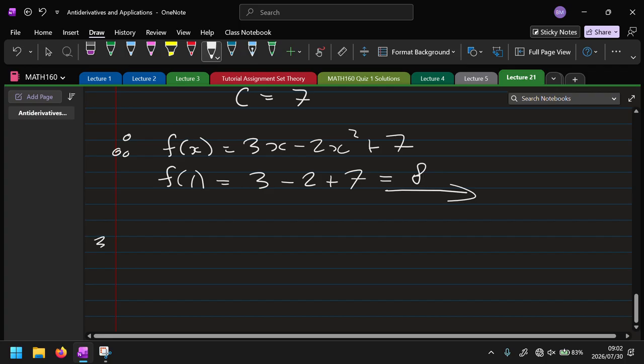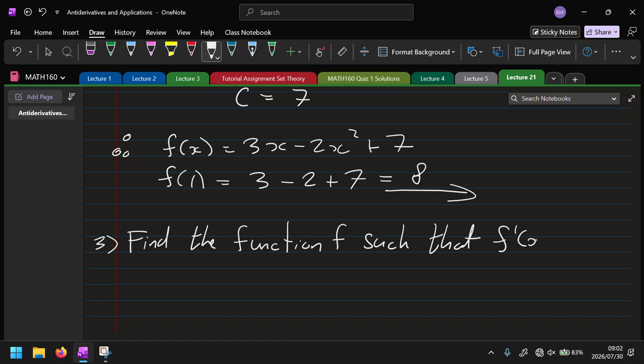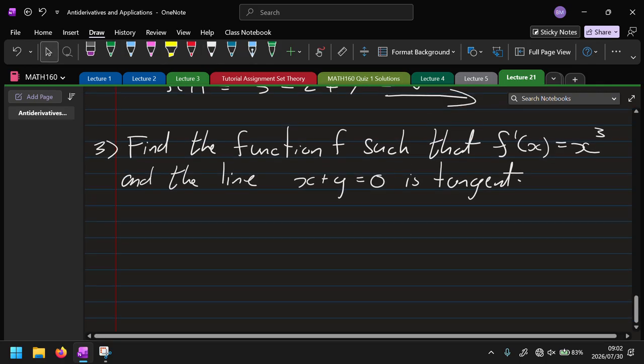Number 3. Find the function f such that f prime is x cubed and the line x plus y equals 0 is tangent. Yeah. Very similar to the problem before.